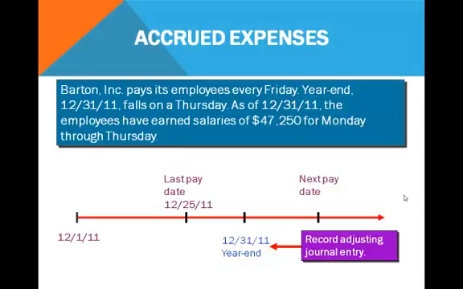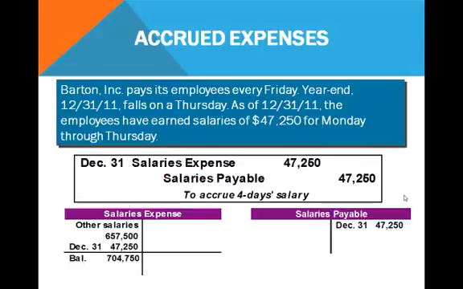So we need to record an adjusting entry on December 31, 2011 to recognize the salaries earned by the employees but not yet paid. Here's the adjusting entry. In our adjusting entry, we debit or increase salaries expense and credit or increase salaries payable. We're accruing 4 days worth of salaries here.